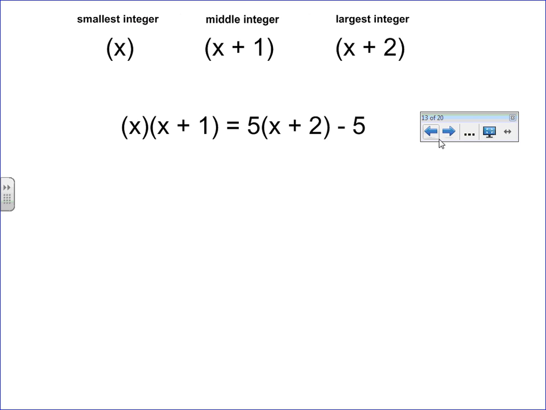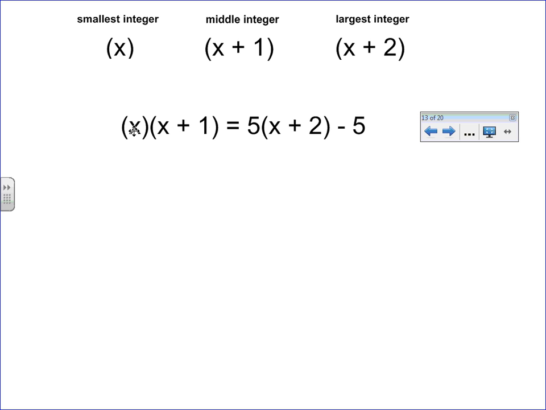You have 3 consecutive. Consecutive means back to back. So let's just pretend that this is 1, 2, and 3. If x is 1, how far away is 1 from 2? Plus 1. How far away is 1 from 3? Plus 2. Right? So consecutive means back to back. Then I have my equation.